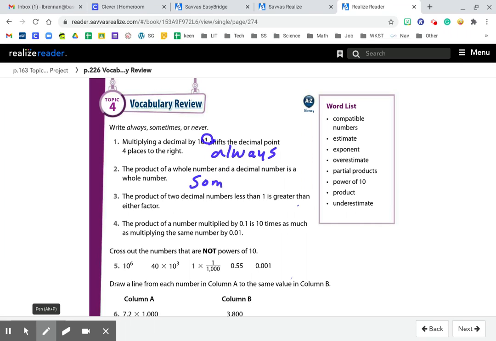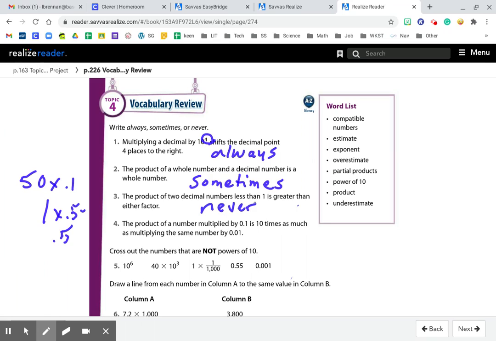Sometimes. So let's take a look. The product of a whole number, like 50, and a decimal point, 0.10. When would it not be a whole number? Well, if you have 1 times 0.5, you're going to have 0.5. So it's not always going to be a whole number, but sometimes. Number 3, a product of two decimal numbers is less than 1 is greater than either factor. Well, that'll never be the case.